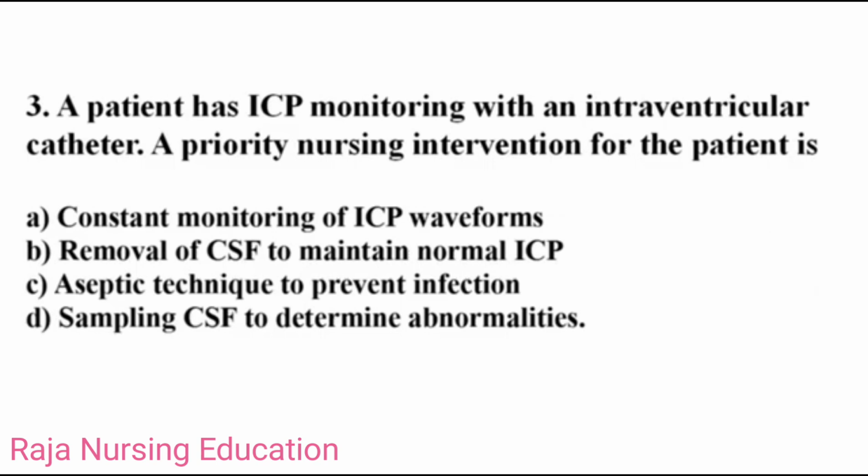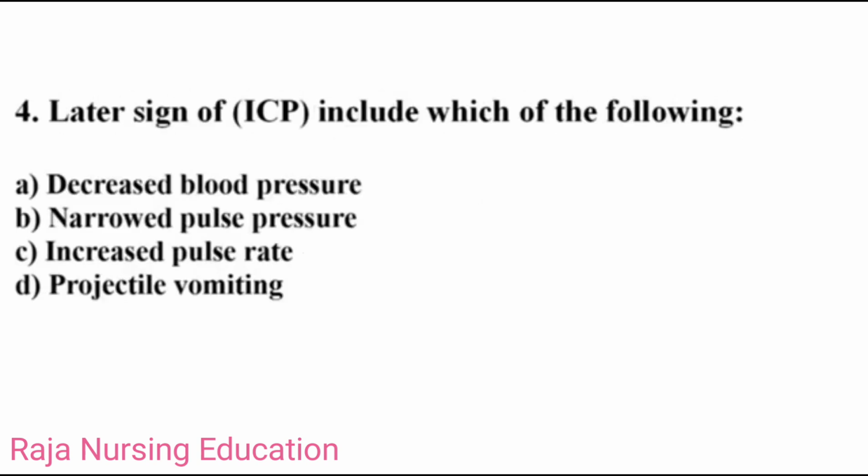A patient has ICP monitoring with an intraventricular catheter. A priority nursing intervention for the patient is A. Constant monitoring of ICP waveforms, B. Removal of CSF to maintain normal ICP, C. Aseptic technique to prevent infection, D. Sampling CSF to determine abnormalities. The answer is C. Aseptic technique to prevent infection.